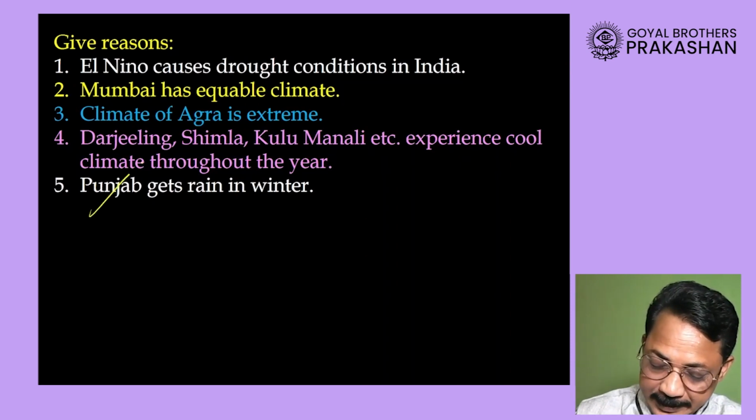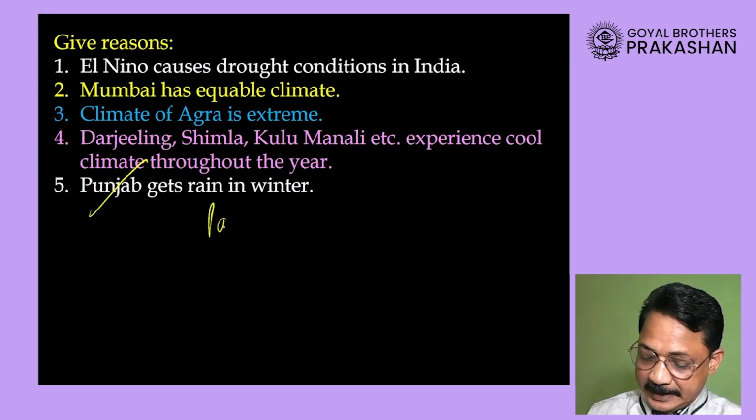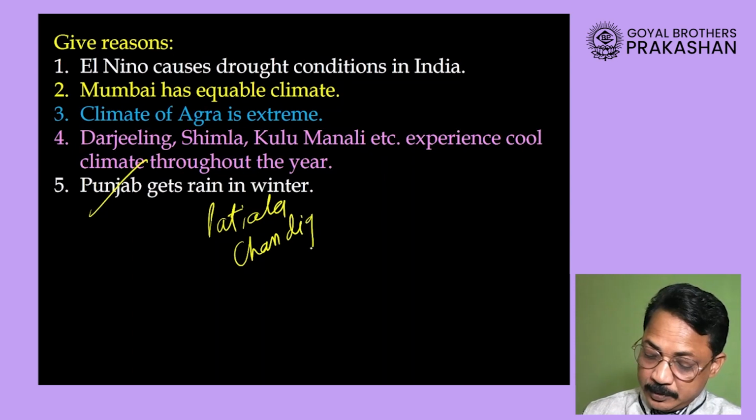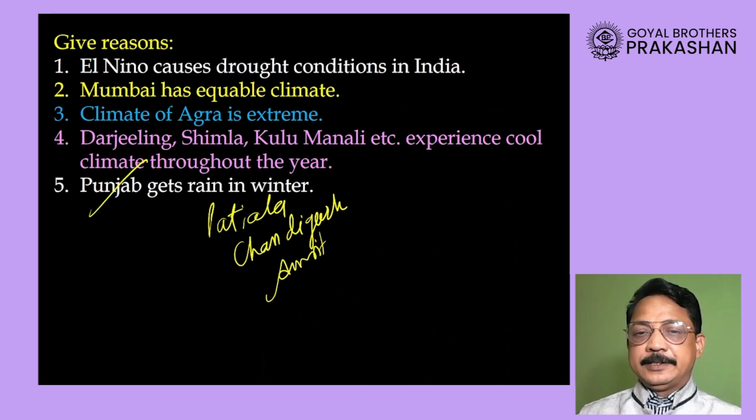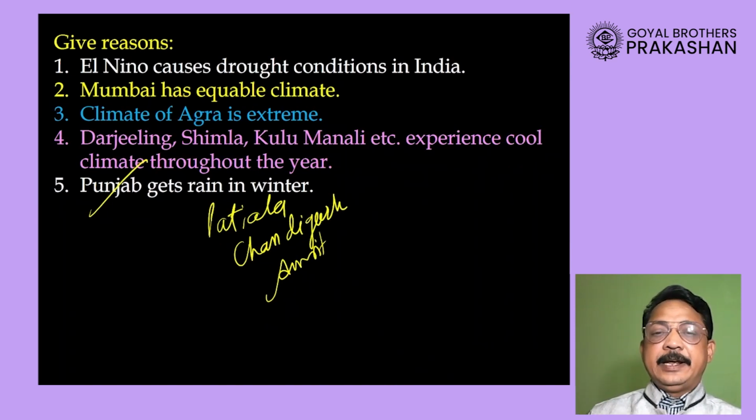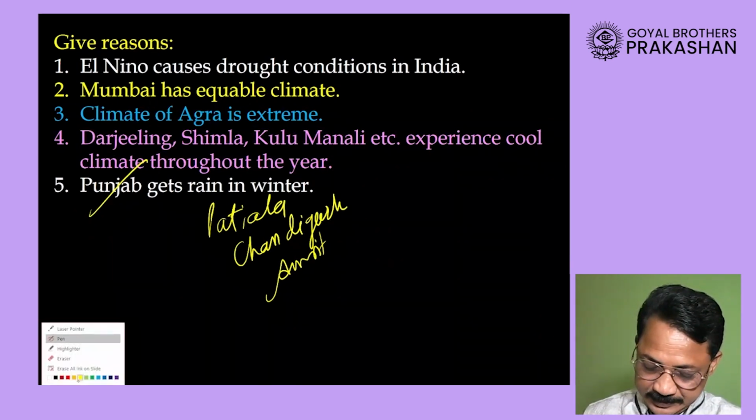Instead of writing the name of a state, dear student, you might write down important cities like Patiala, a very big city of Punjab, Patiala, Chandigarh, Amritsar. Okay, these are all the big, major cities. So they may write in examination that these cities get rain in winter, and your answer is the same: because of Western disturbance.